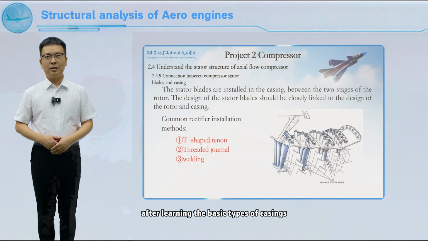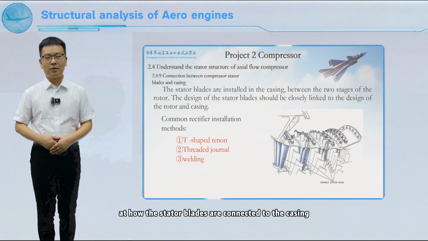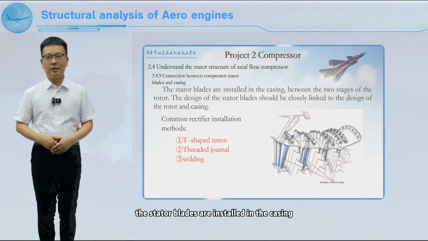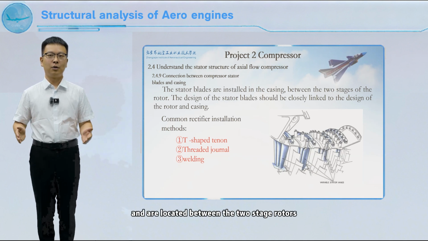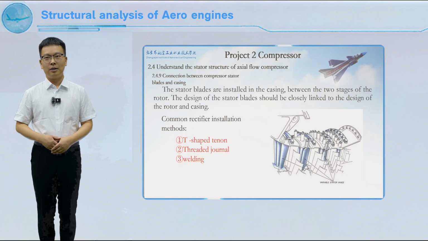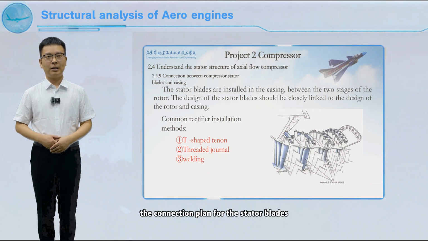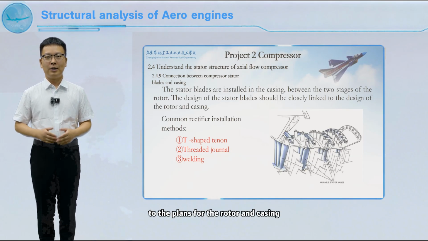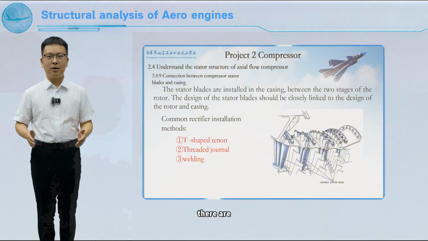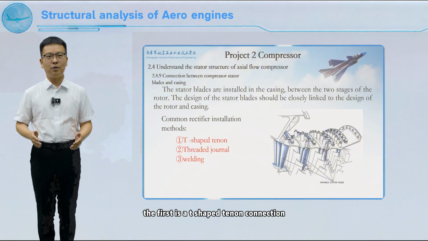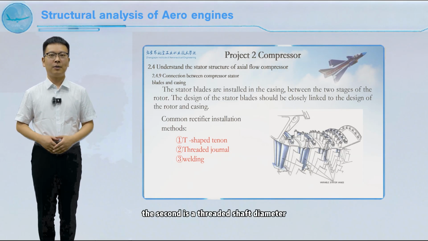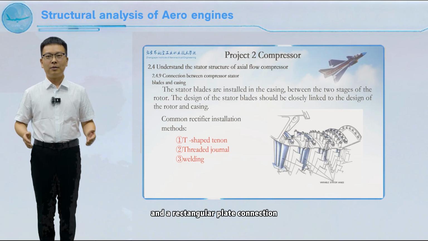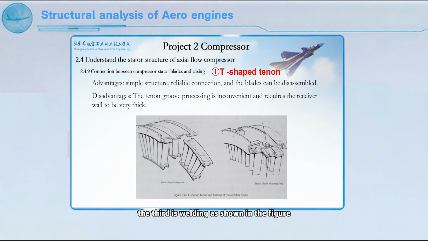After learning the basic types of casings, let's take a look at how the stator blades are connected to the casing. The stator blades are installed in the casing and are located between the two-stage rotors. The connection plan for the stator blades should be closely linked to the plans for the rotor and casing. There are three common ways to connect the stator blades to the casing. The first is a T-shaped tenon connection, the second is a threaded shaft diameter and rectangular plate connection, and the third is welding, as shown in the figure.